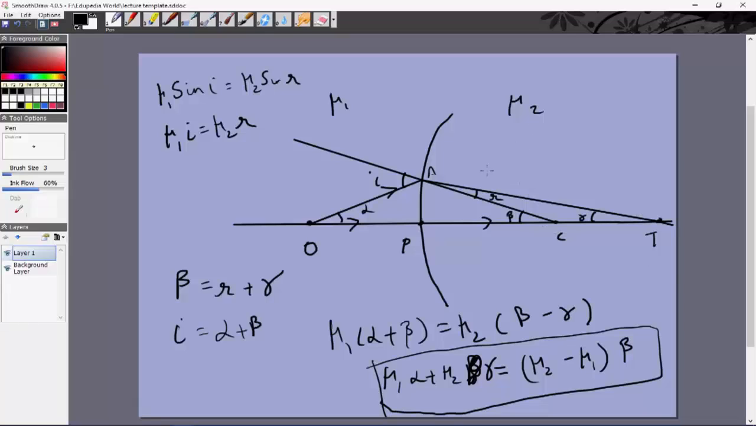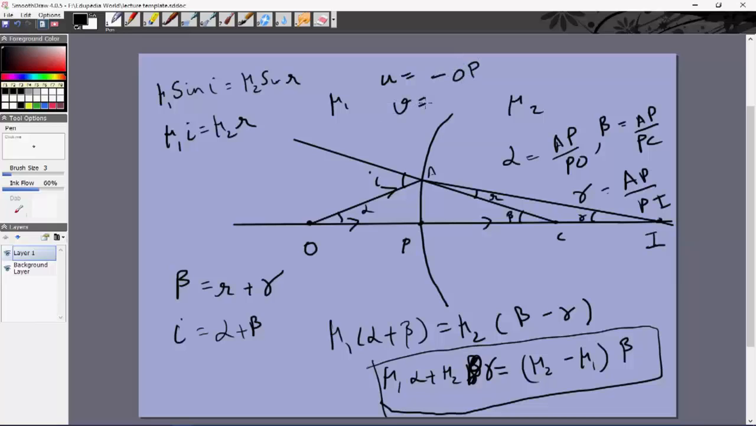Now we'll use paraxial approximations again. Alpha can be written as AP by PO, beta can be written as AP by PC, and gamma can be written as AP by PI. Another important thing, take care of the signs now. What is u? u is not equal to OP, u is equal to minus OP because u is negative. What is v? v is equal to PI, not minus PI, because this is on the right side. If the length of PI is 5 meters, then the position of the image is plus 5 meters because it's on the right side.